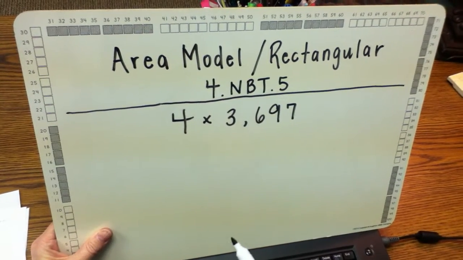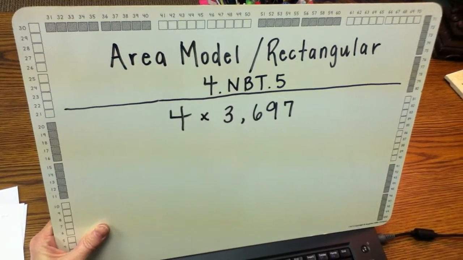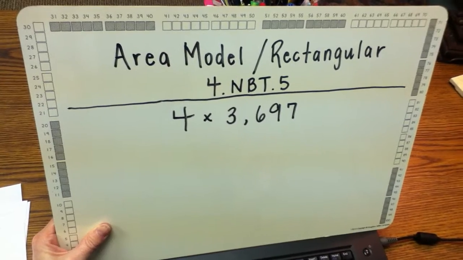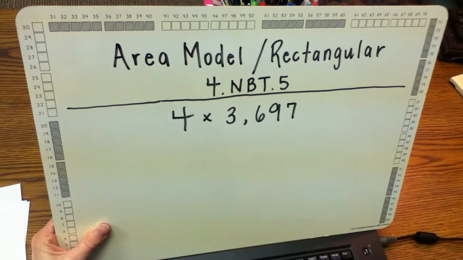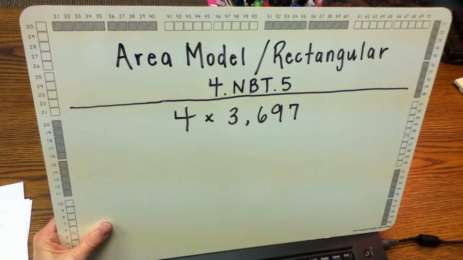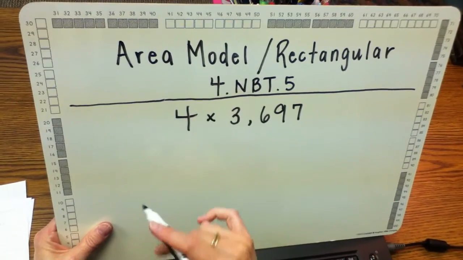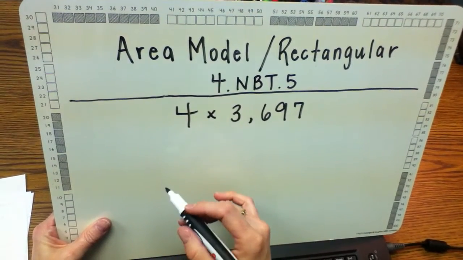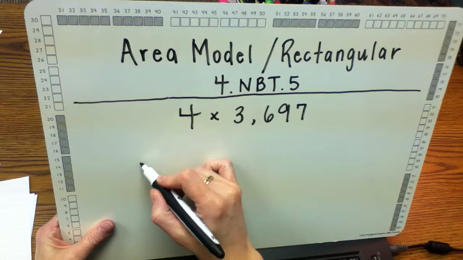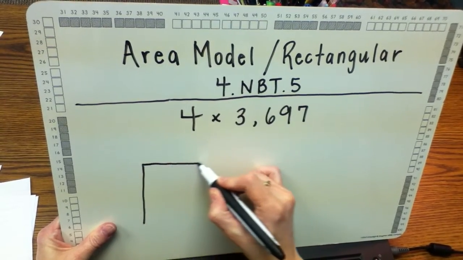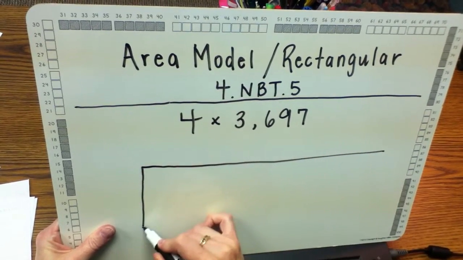So the area model or rectangular model also works for larger problems. The standard calls for students to multiply up to 4-digit by 1-digit numbers. And so this is an example of a 4-digit by a 1-digit. So still you're going to break your rectangle into parts based on the place value of the number.